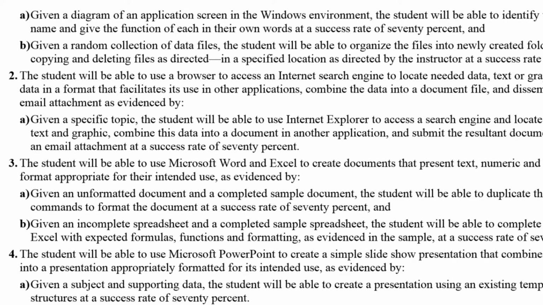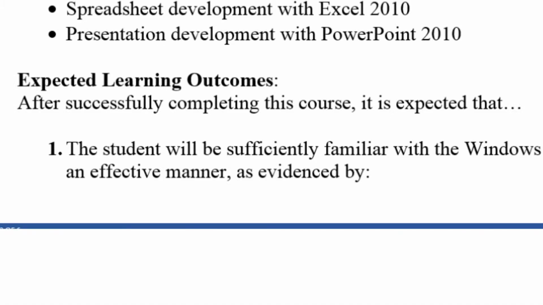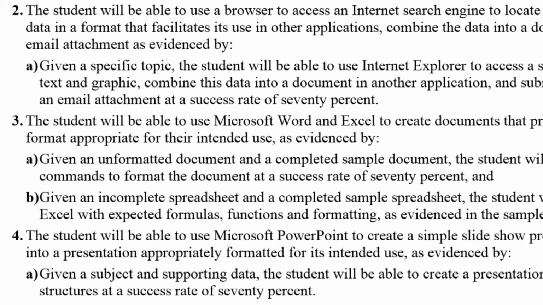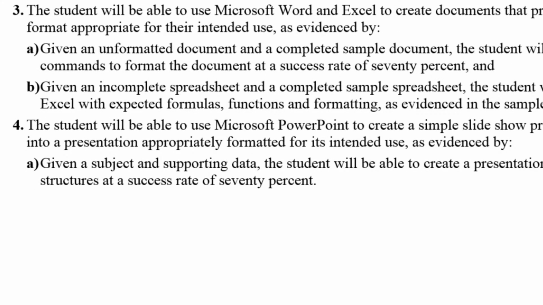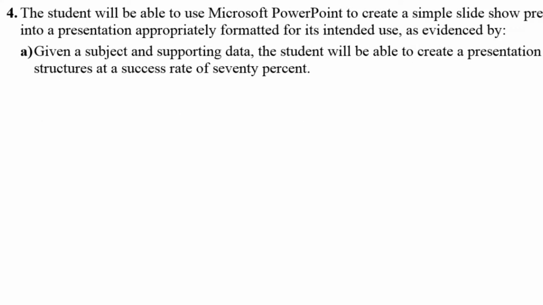So learning outcome 1 is all about the Windows environment. Learning outcome 2 is about using the internet as a search engine to locate needed data, text, graphics to be able to input into your Microsoft Office applications. So the first 2 learning outcomes are specifically about using Windows and browsing the internet. Learning outcome 3 is about Microsoft Word and Excel and the specific things that your students will need to know about those 2 applications. And learning outcome 4 is about Microsoft PowerPoint.